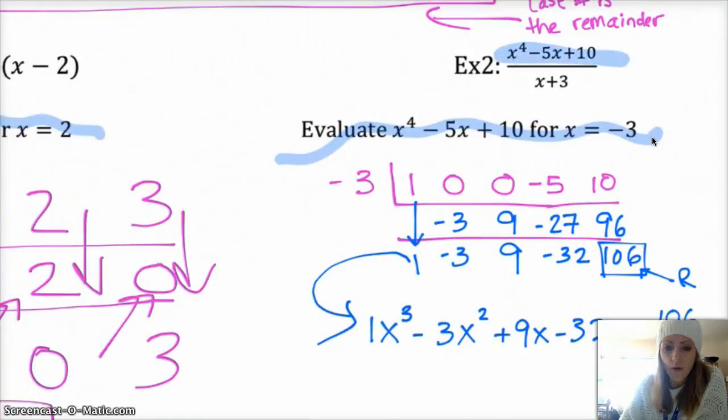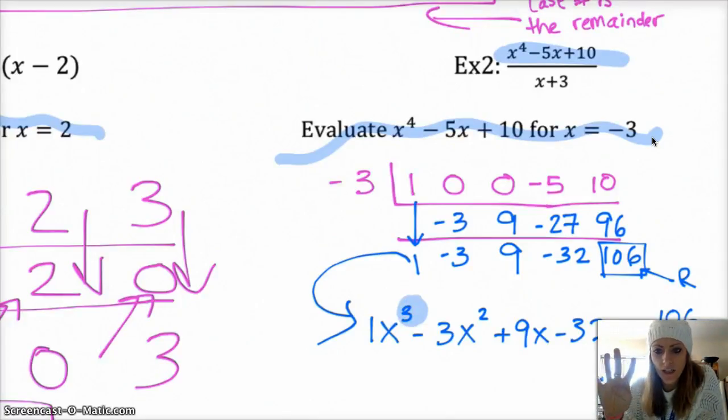Okay, so your answer starts with 1 degree less than 4. I started with the 4th degree, my answer has the 3rd degree, so I have 1x cubed minus 3x squared plus 9x minus 32, and then that 106 is my remainder, 106 over x plus 3.